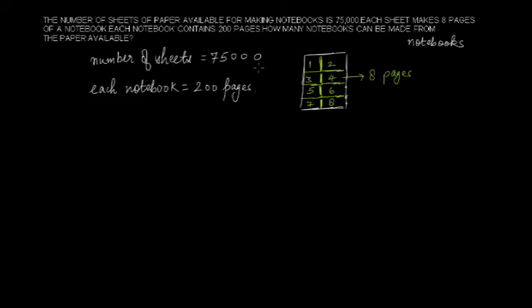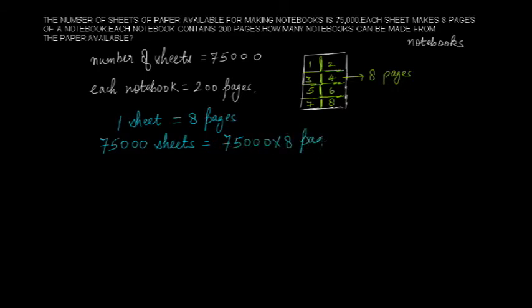You have number of sheets 75,000. One sheet will make 8 pages. Therefore, what is the total number of pages that can be made from these sheets? One sheet will make 8 pages. Therefore, how many pages will there be in 75,000 sheets? Of course, we'll multiply 75,000 by 8 and we'll get the total number of pages.